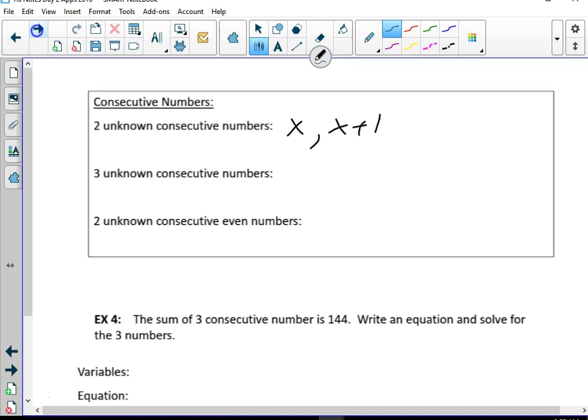Three unknown consecutive numbers. So my first number is going to be x. What's my next number going to be? X plus 1. And what's my next number going to be? X plus what? 2. Not 3. X plus 2. And test it. 5 plus 1 is 6. 5 plus 2 is 7. 5, 6, 7.